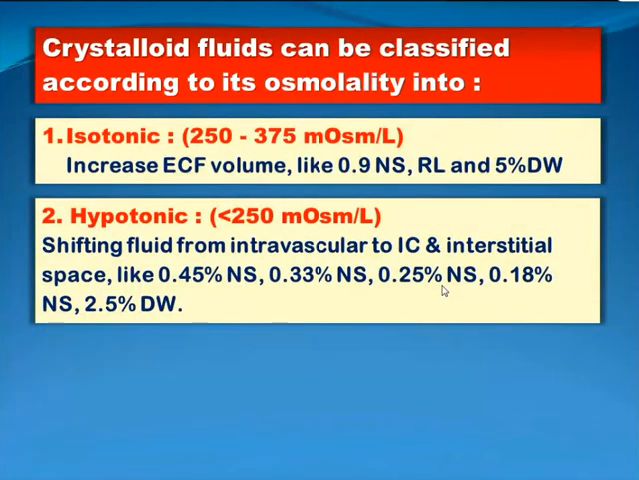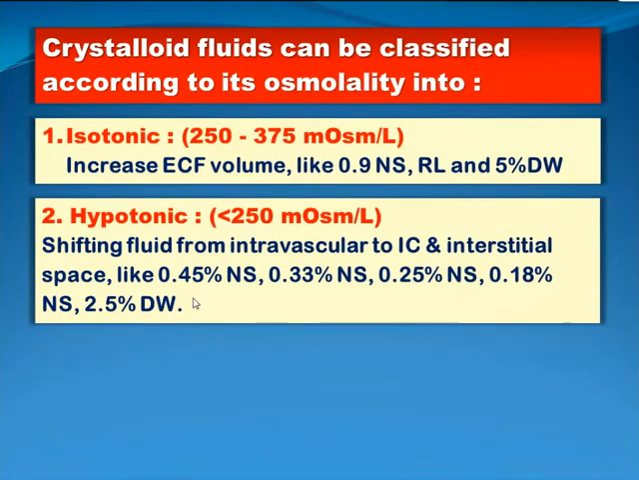The examples are the half normal saline. You can see here, this is the normal saline, which is about 0.9%. So when we say half, it means 0.45%. When we say 1/3 of normal saline, it means 0.33%, of course. And 0.25 means a quarter of normal saline. And when we say 1/5, it means 0.18%, of course. And if we go to the dextrose water, we consider the 5% isotonic. So the 2.5%, of course, will be hypotonic.